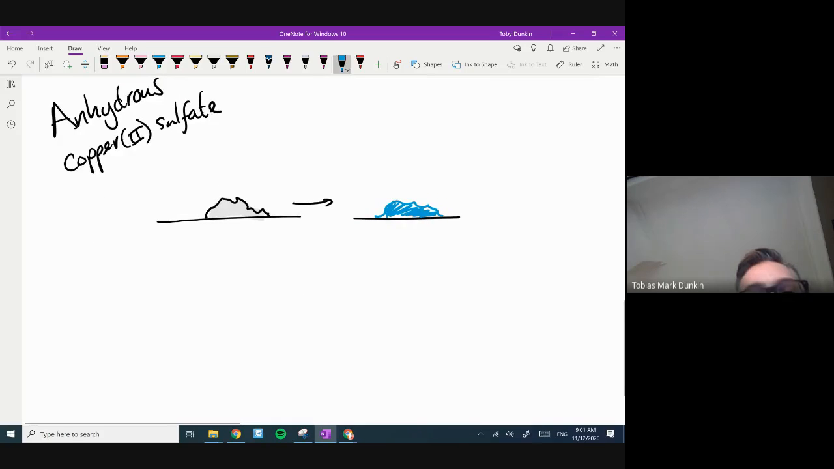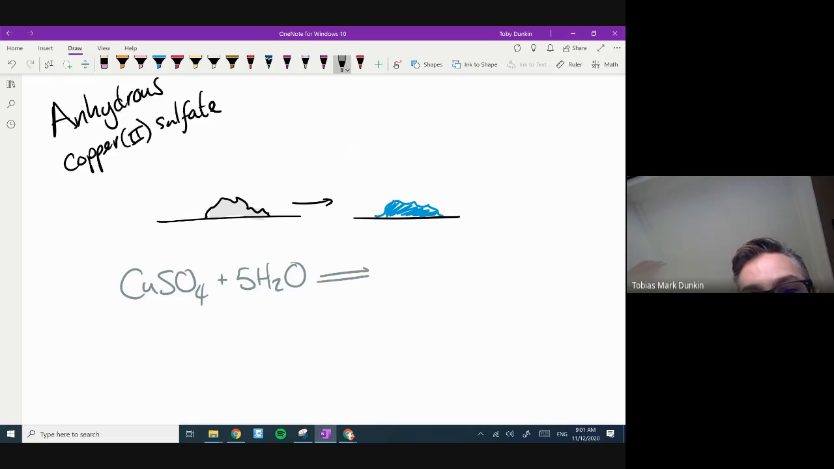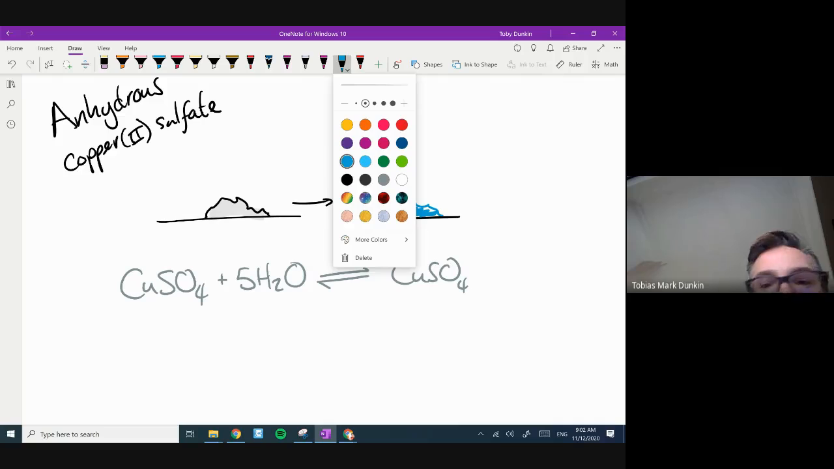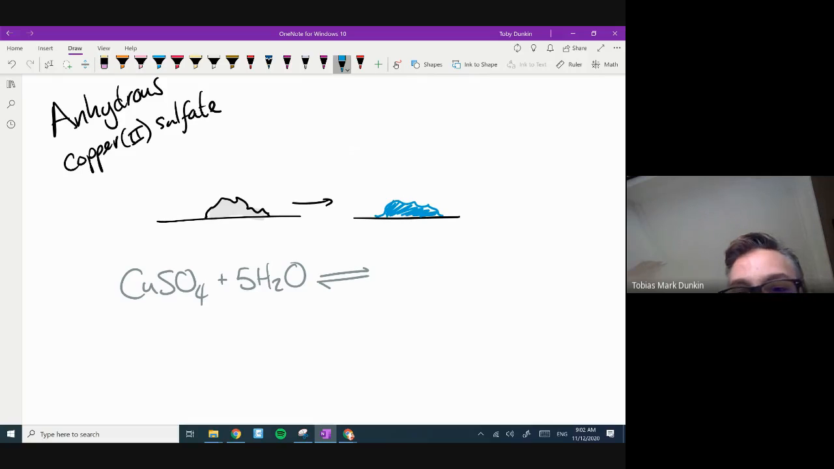So let's write an equation for that process. I went from white, and you'll notice I'm trying to keep with some colors here. So we've got CuSO4. And then we added 5 H2O. And what I formed was CuSO4, and I need to change to blue. That's important. And I've formed CuSO4 dot 5 H2O. And that now, of course, is blue.